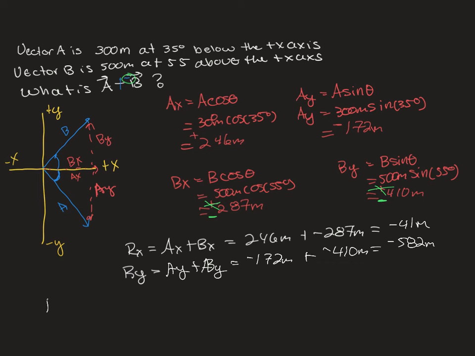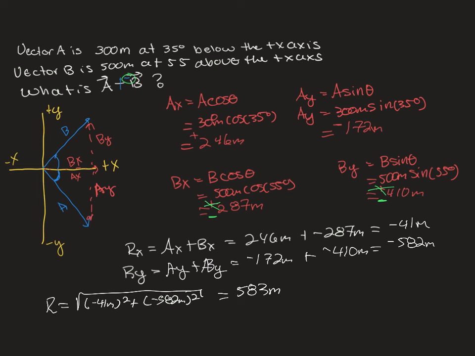Now we want to make use of Pythagorean's theorem. So we're going to take negative 41 meters and square it under the radical plus the negative 582 meters squared. And be careful when you're putting this in the calculator. You do need to put your number in parentheses before squaring, or else your calculator probably will not square the minus sign and you may get an unreal result. All right, so we get 583 meters as the magnitude.